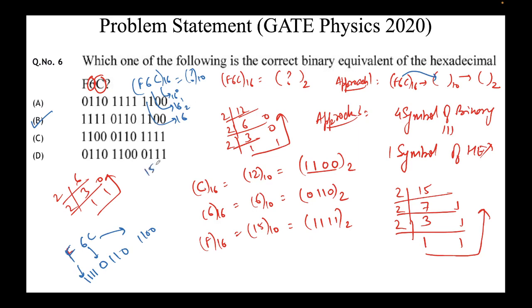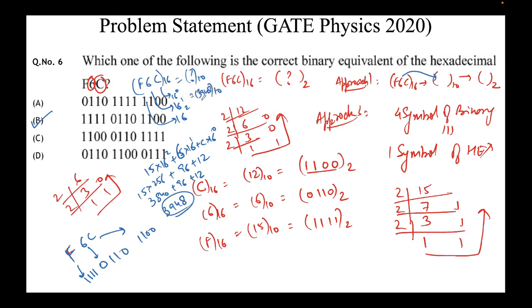So this will come out to be 15 into 16 square plus 6 into 16 to the power 1 plus C into 16 to the power 0. So that's 15 into 256 plus 96 plus C is 12. What is 15 into 256? 256 into 15 is 3840. My calculator says this is 3840 plus 96 plus 12, so this will be 3948. The decimal number corresponding to this is 3948.